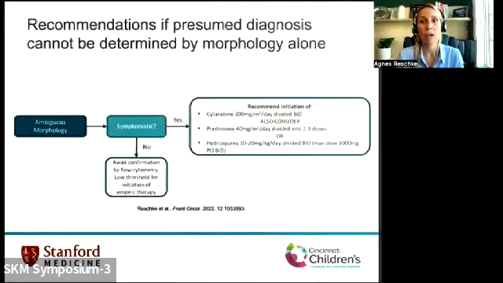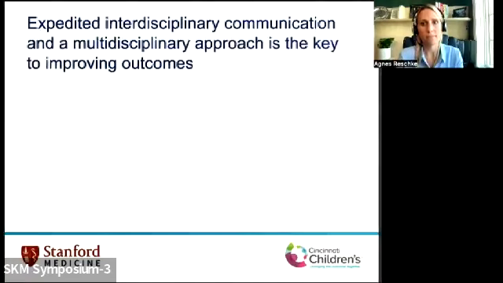Lastly, if the morphology was ambiguous, so if we couldn't differentiate based on the smear alone, then if the patient was symptomatic, we would recommend initiation of cytarabine and either prednisone or hydroxyurea. Again, the goal here is to be more conservative and aggressive in order to avoid the development or worsening of critical complications. If the patient was not symptomatic, then we would await confirmation of diagnosis by flow cytometry.